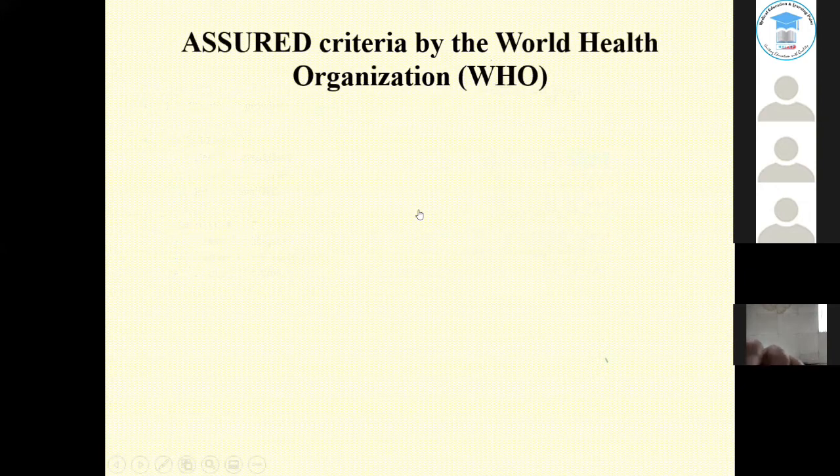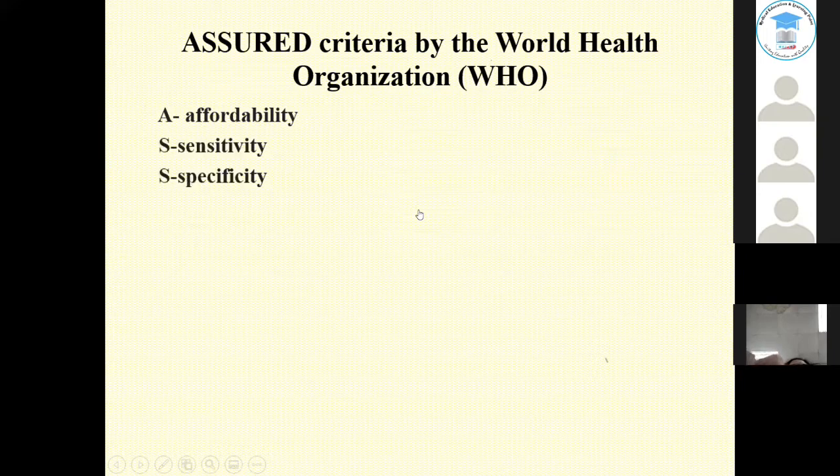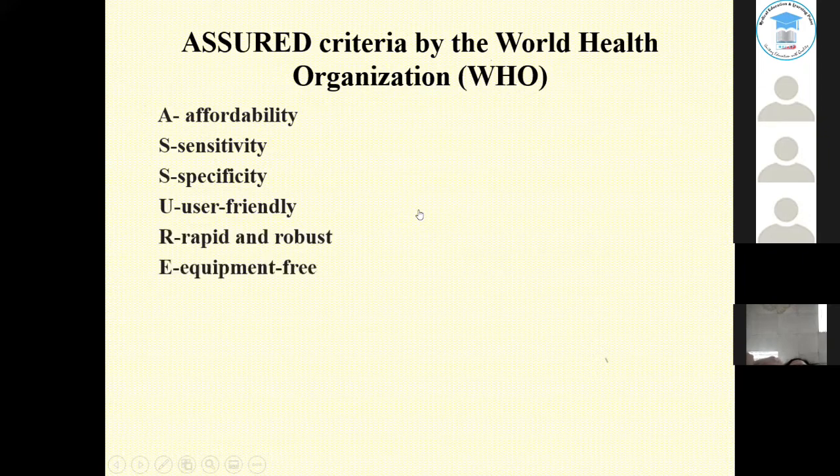ASSURED is the criteria by WHO for a reliable POC equipment, which has already been discussed by Dr. Jain and Dr. Das. So I'll very quickly rush through it. A for affordability, S for sensitivity, S again for specificity, U user-friendly, R rapid and robust, E equipment-free, and finally D that is deliverable to those who need it.